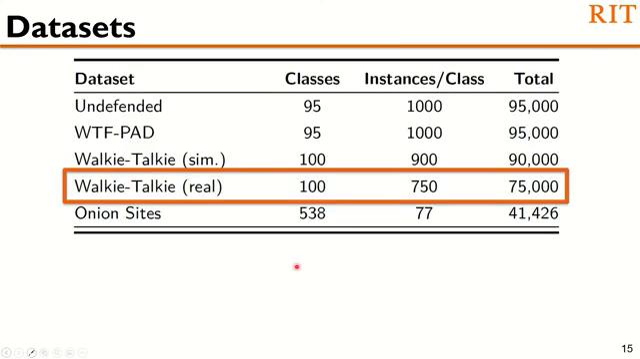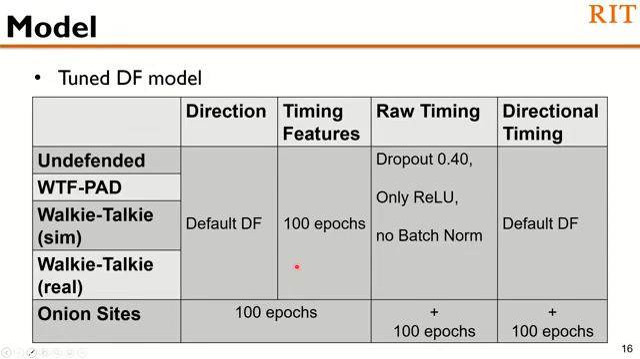For the experiments, we used 5 different datasets. 4 of them are from prior work, and walkie-talkie real is from our version of walkie-talkie implementation. We used the deep fingerprinting model for our experiments with different datasets for different settings of the experiments. For most of the settings, we used the default DF model. However, there are some changes across different settings.